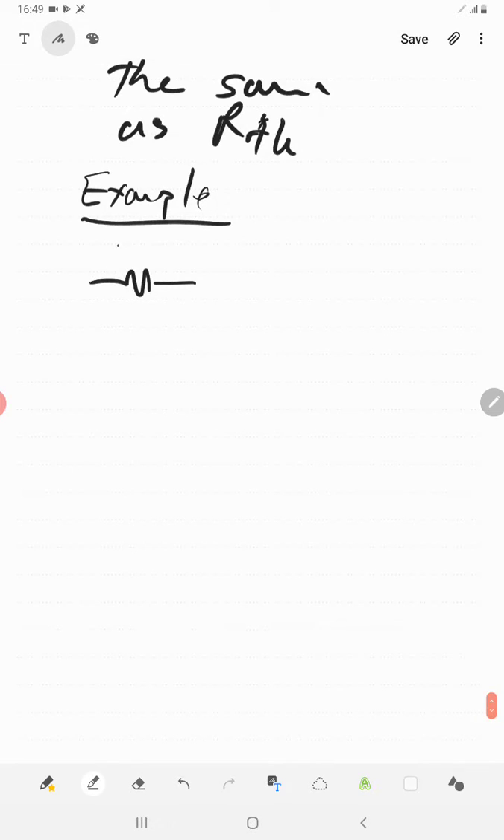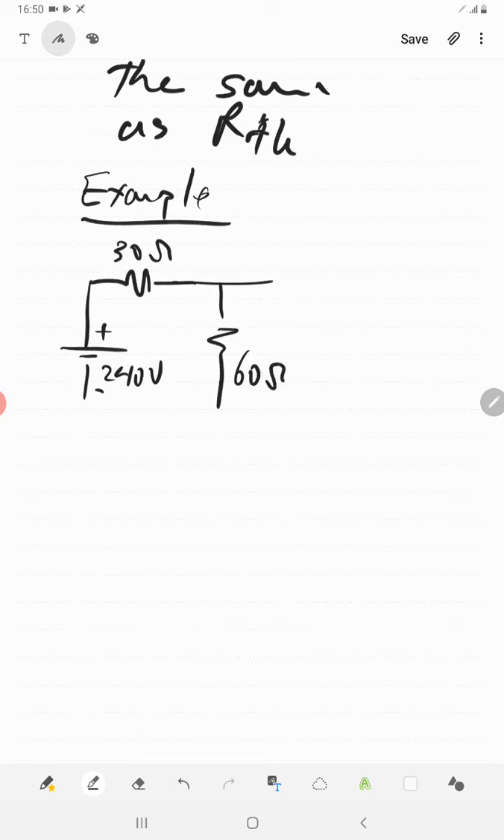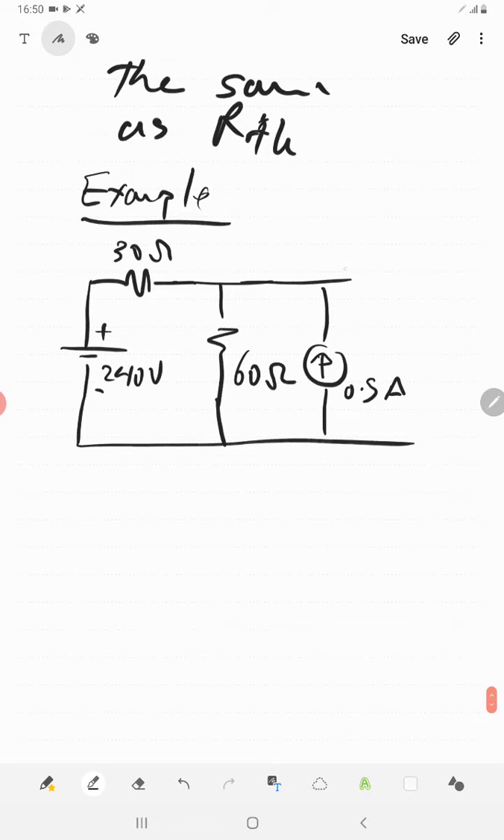We have a 30 ohm resistor here. We have a voltage source here, plus minus 2 volts, okay? And we have a 60 ohm resistor, a 0.5 amp current source, and a 70 ohm resistor. And we want to find A and B. Okay? How do we do it?